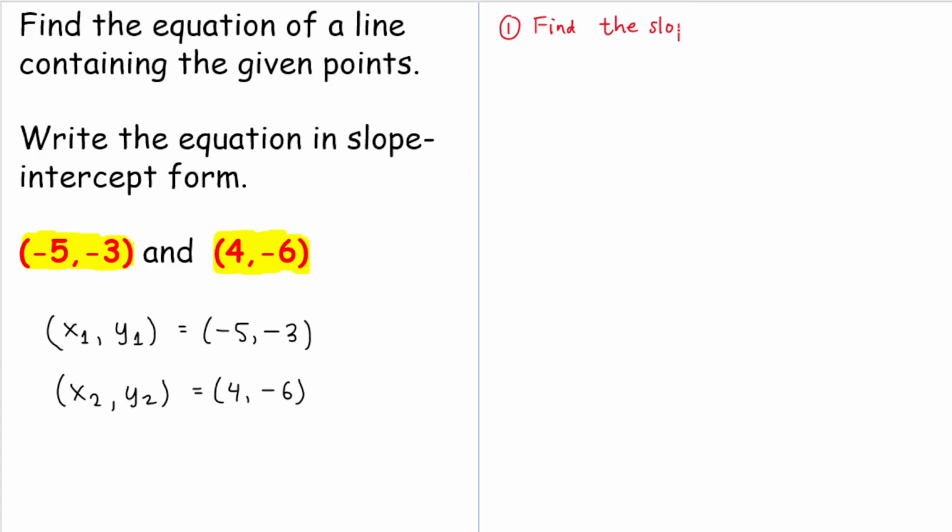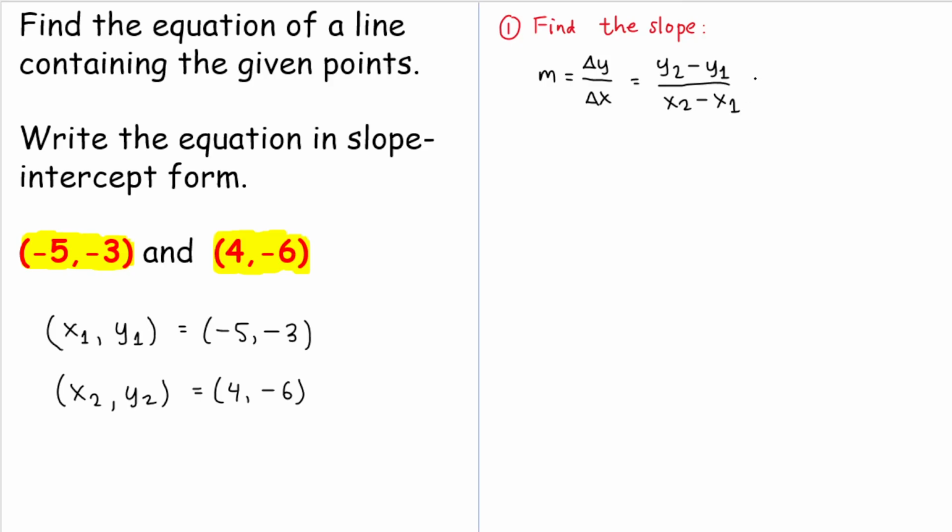Find the slope. And what is the slope? The formula for the slope is m, the symbol for the slope, and that is delta y divided by delta x. And what is delta y? Delta y is the difference of the y's, so I will have y2 minus y1. And then delta x is the difference of the x's, so I will have x2 minus x1.